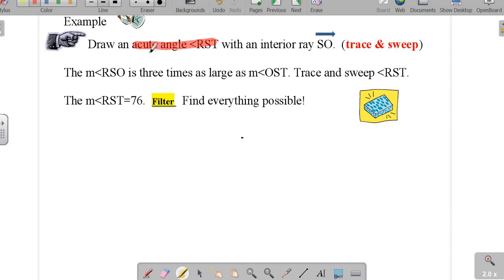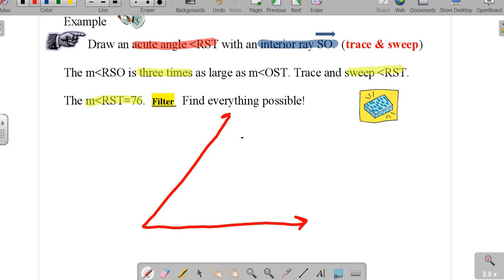Okay, key words. We have an acute angle, an interior ray. One angle is 3 times as large as the other. And then we're given this measurement. So one step at a time. Draw an acute angle RST. Acute means less than 90 degrees. S is in the middle, so S is the vertex.